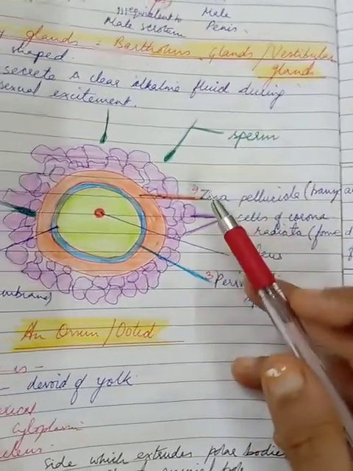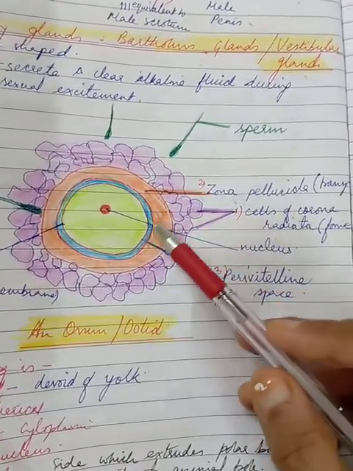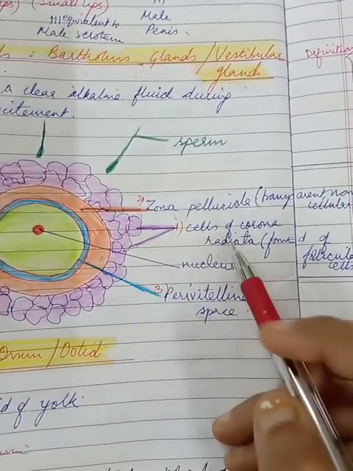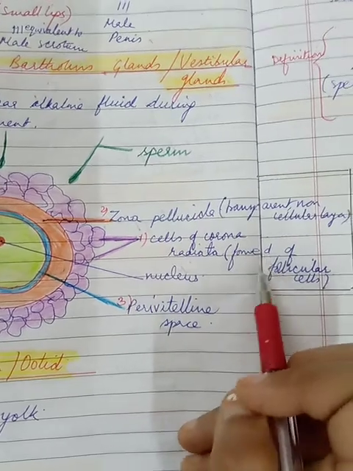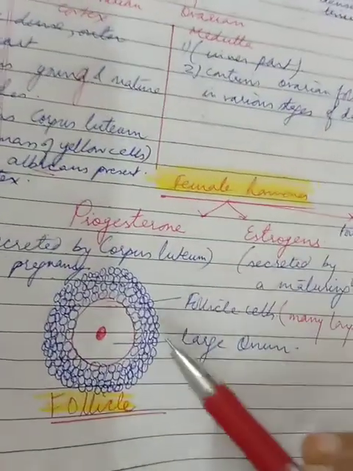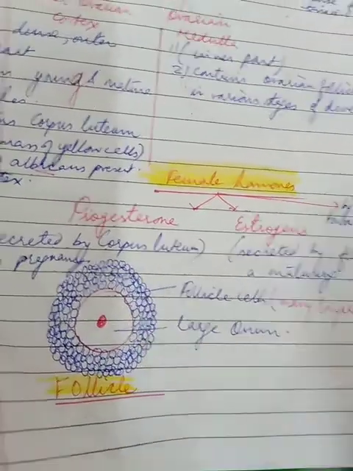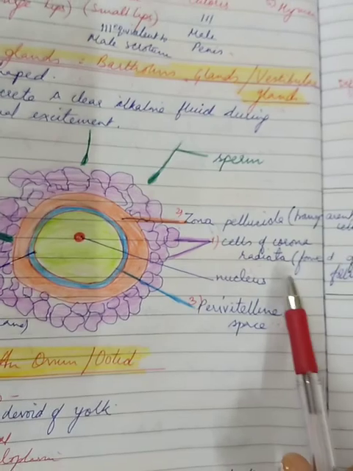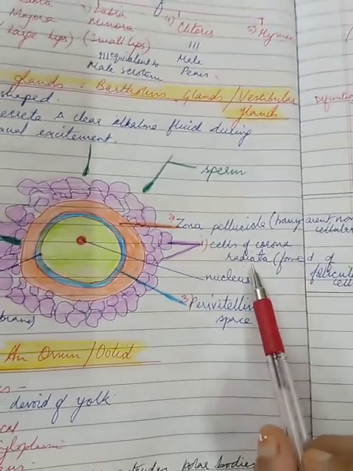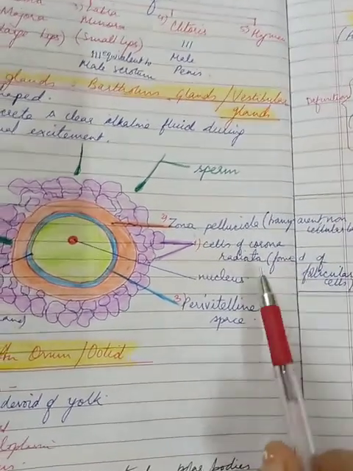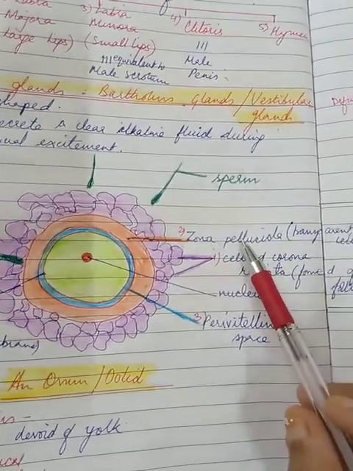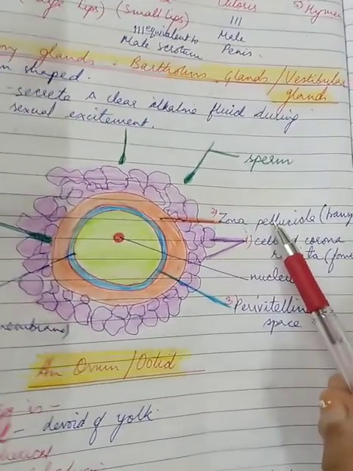Then, outside this zona pellucida is a series of cells, the corona radiata, which are formed of follicular cells. Same follicle, children. Just now I was telling you about the follicle cells which surround the ovum. So we call it the corona radiata. They are just like a crown or radiating rays, and they are the same follicle cells. So coming next is the transparent non-cellular layer, the zona pellucida.